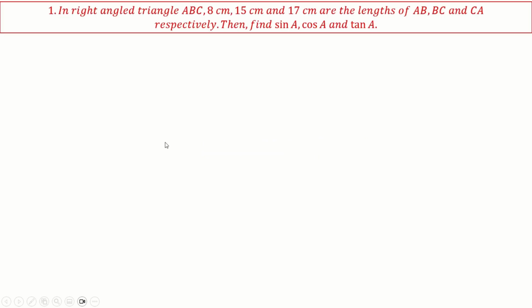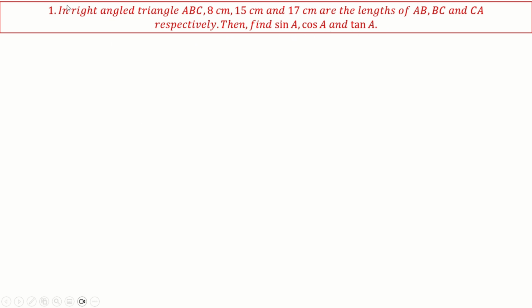Let's get into the exercise 11.1. These are the basic questions of trigonometry. In a right angle triangle ABC, already given right angle triangle, 8 centimeter, 15 centimeter, and 17 centimeters are the lengths of AB, BC, and CA respectively. Then find sin A, cos A, and tan A.